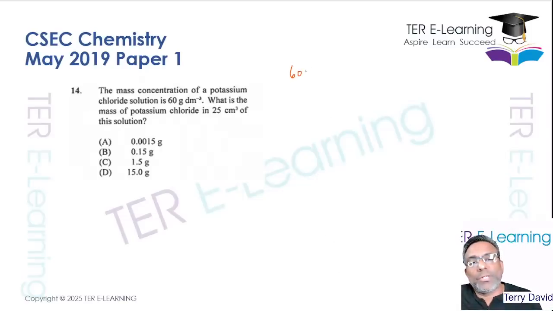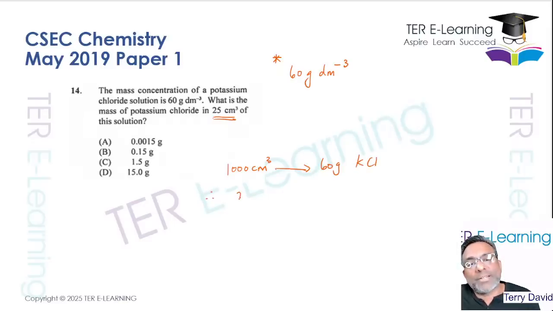The concentration of the potassium chloride is 60 gram per dm cube. Now they want you to figure out the mass of potassium chloride in 25 cm cube. Based on the concentration data, it's 60 gram per dm cube. That means that in 1000 cm cube of solution, we actually have 60 grams of potassium chloride. So that's KCl.